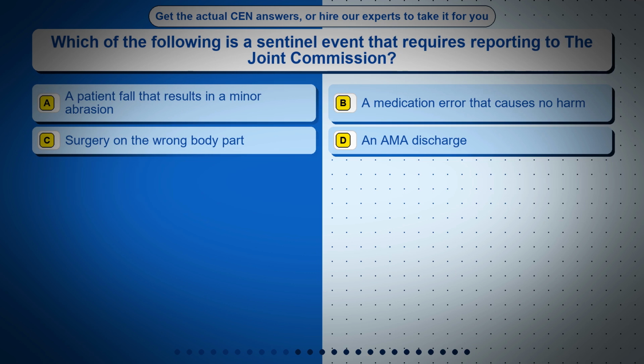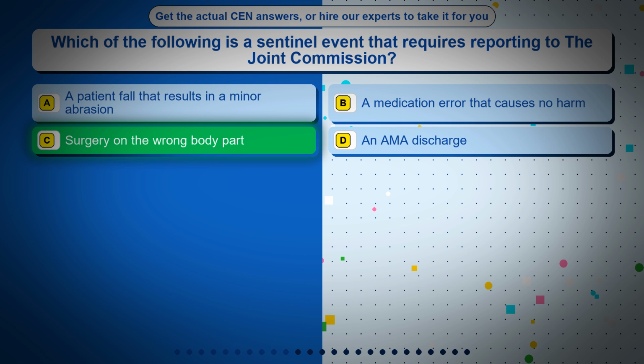Question 10. Which of the following is a sentinel event that requires reporting to the Joint Commission? Option A, a patient fall that results in a minor abrasion. Option B, a medication error that causes no harm. Option C, surgery on the wrong body part. Option D, an AMA discharge. The correct answer is option C, surgery on the wrong body part.